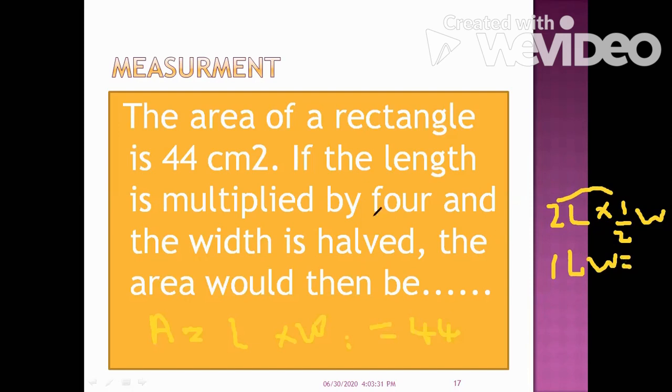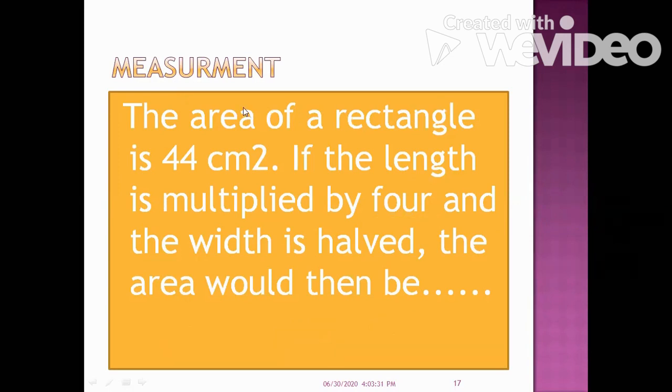Oh, sorry, it's not. It's if the length is multiplied by 4. So it's not 2. Sorry. I was just testing you guys to see if you were paying attention. Just kidding. That was actually not bad.